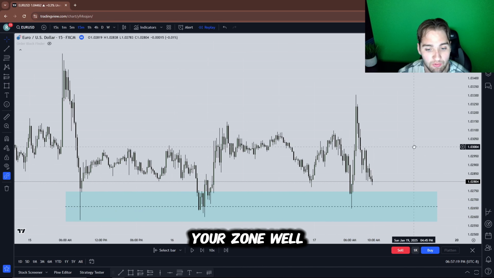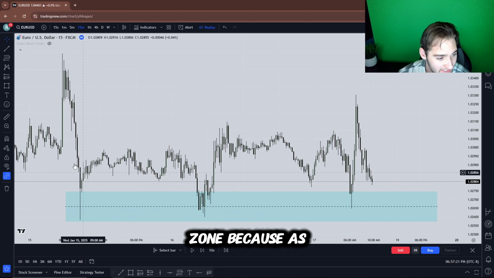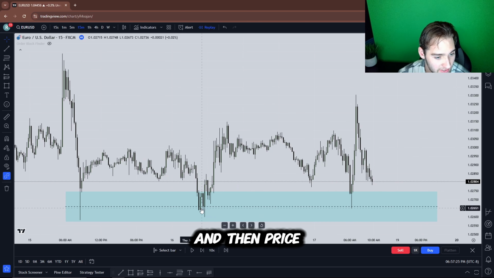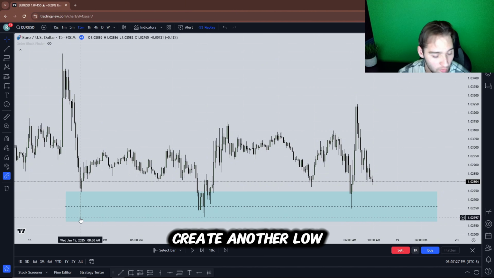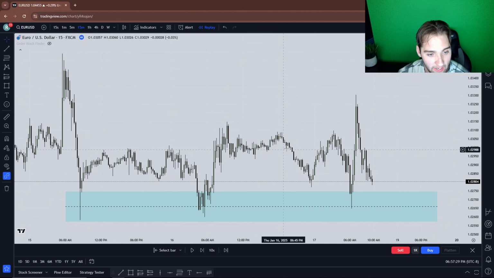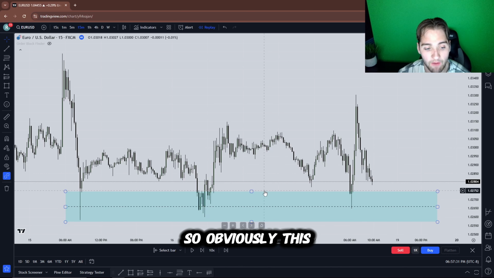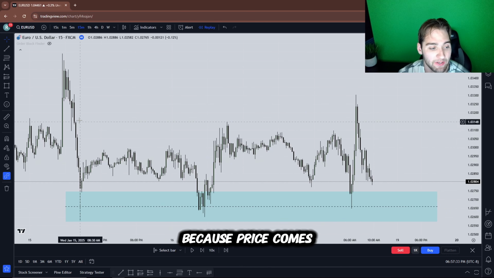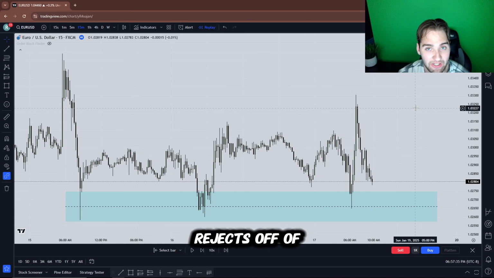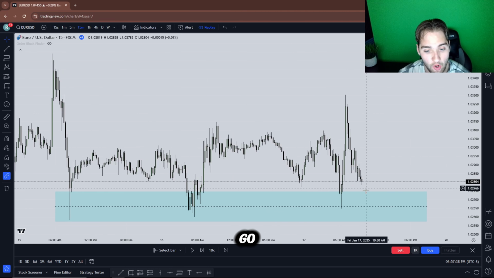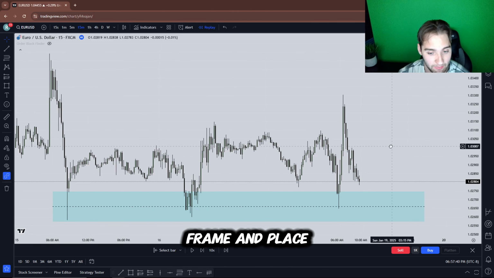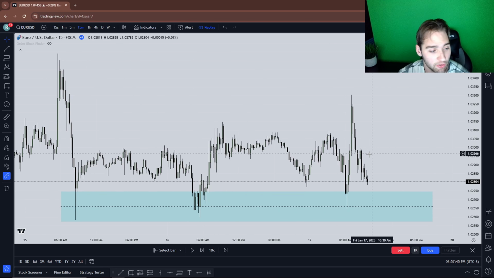Why is this your zone? Well, as you can see, price came down and created a low, then came down to this area again and created another low, which is relative equal, and then did it one more time. So obviously this is our support zone, because price comes in here and rejects off of it, which then we could drop down to a lower time frame and place an entry. But this is our support zone.